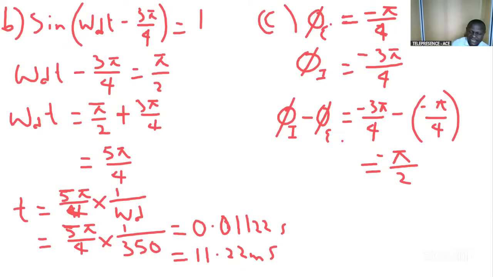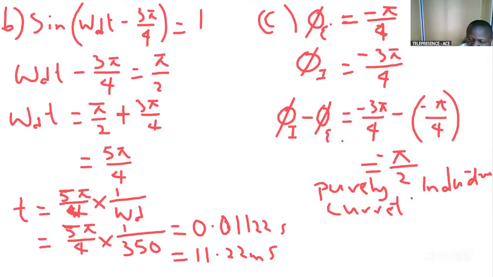And in that case, the circuit is what? Is purely inductive. The circuit is purely inductive. That is, it contains the generator and an inductor. So it's purely inductive because current lags voltage by 90, by pi over 2. So here, current lags voltage by pi over 2. So the circuit is purely inductive.